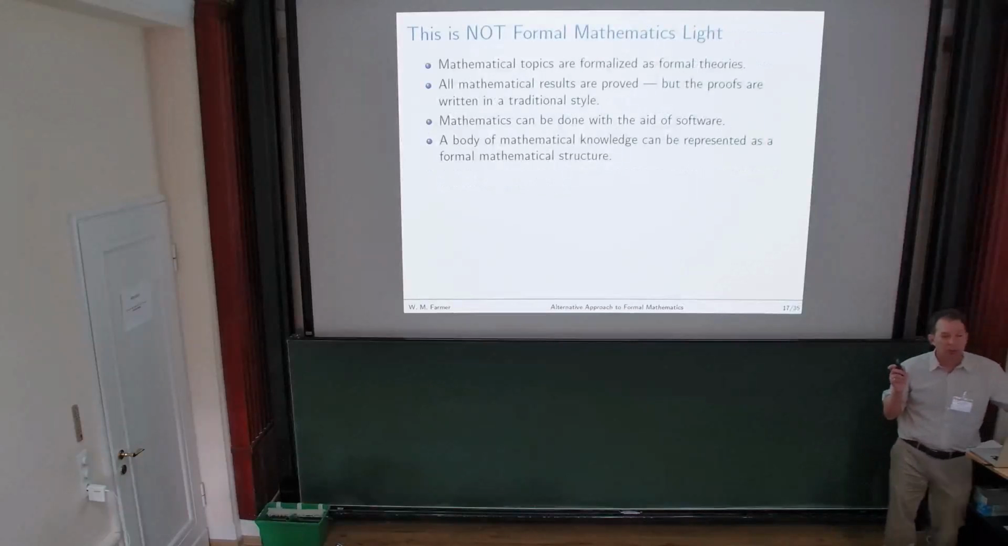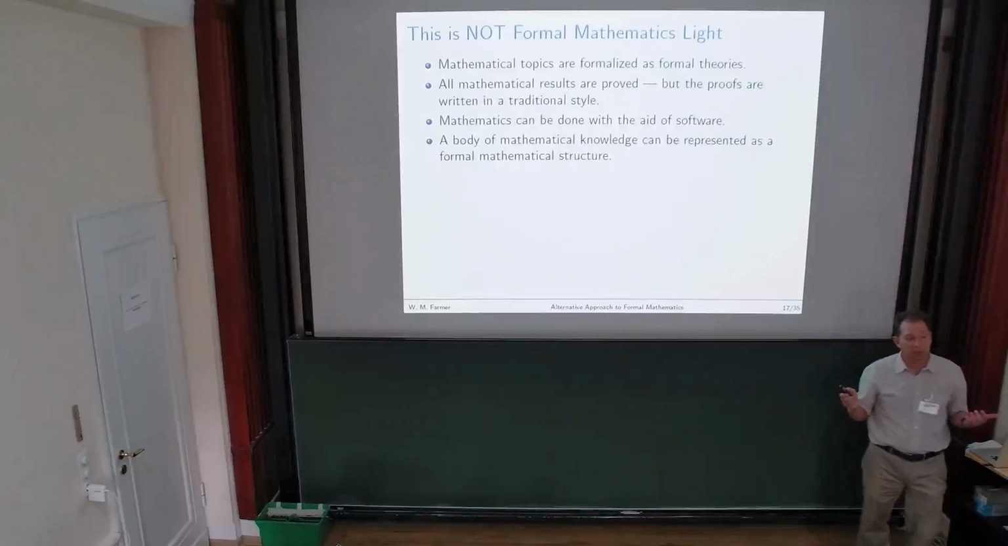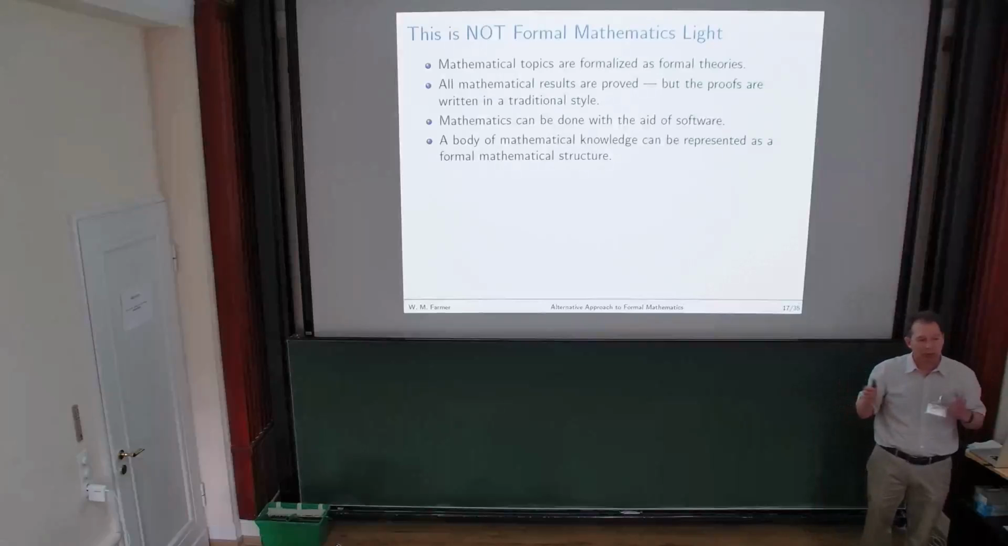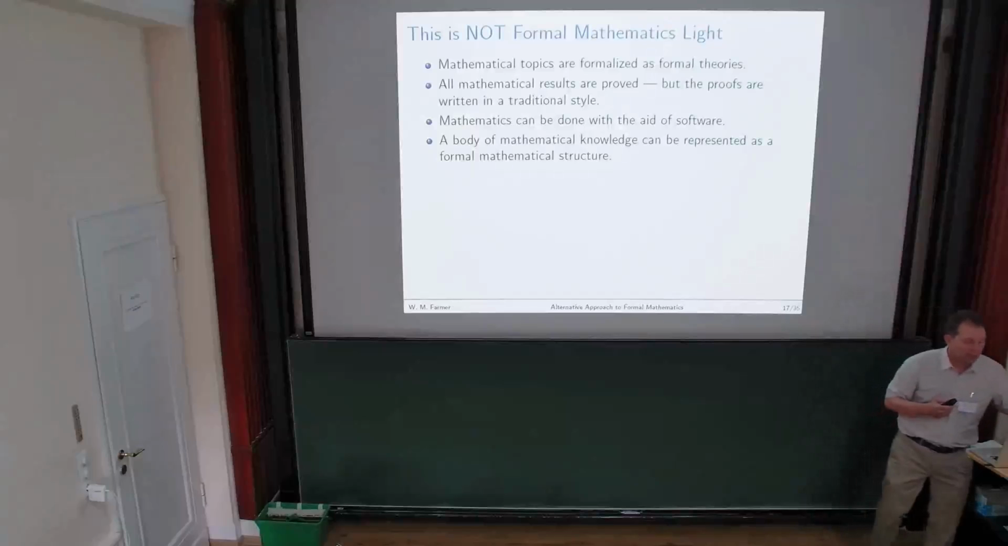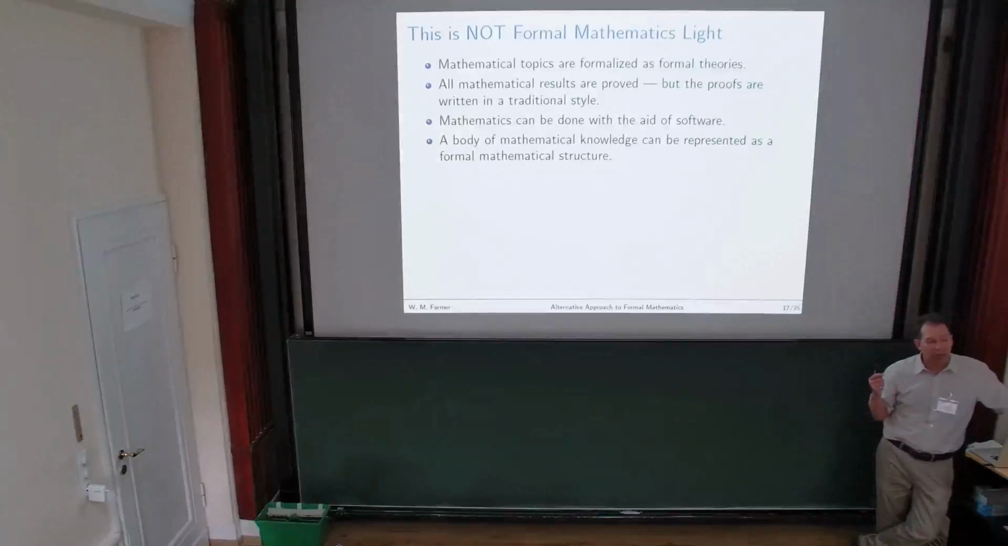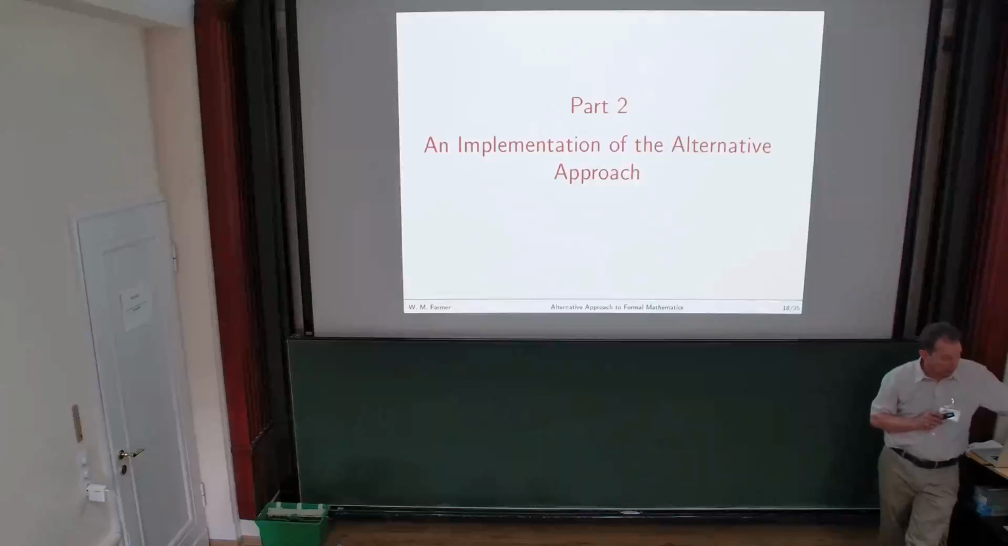Now, this is also not formal mathematics like, mathematical topics are formalized as formal theories. All mathematical results are proved. Now, how you prove that depends on the result. Some proofs, things are pretty obvious, could be pretty short, but everything is proved like you would do in normal, rigorous mathematics. And still, mathematics can be done with the aid of software, and we can develop bodies of mathematical knowledge as formal mathematical structures. Okay, so that ends my overview of this alternative approach.